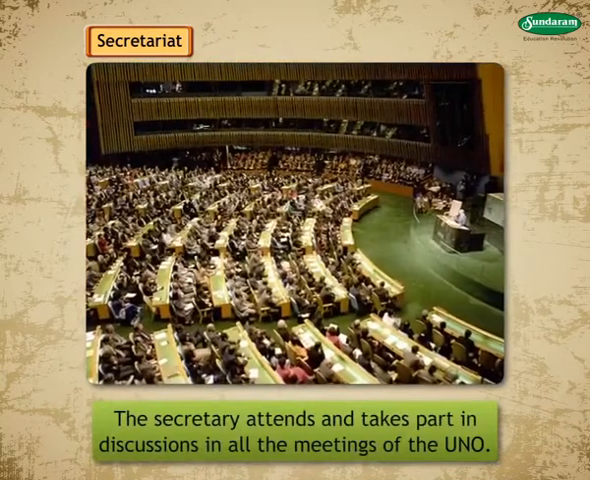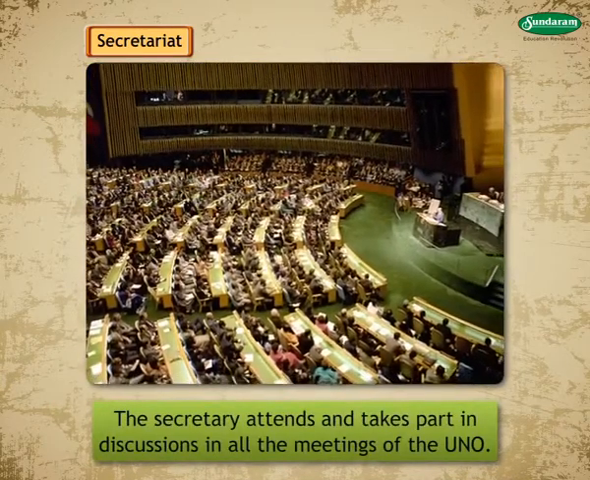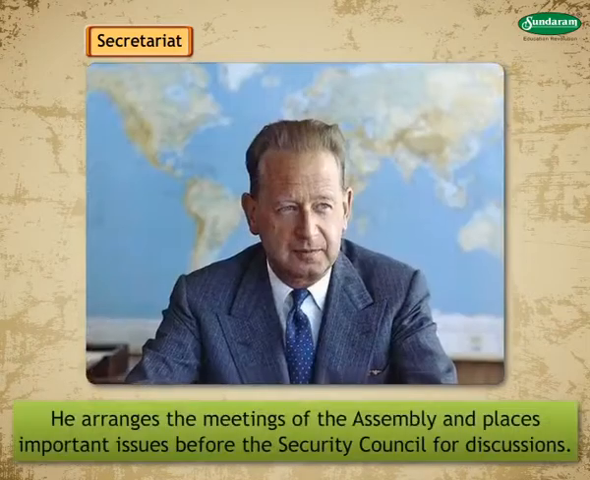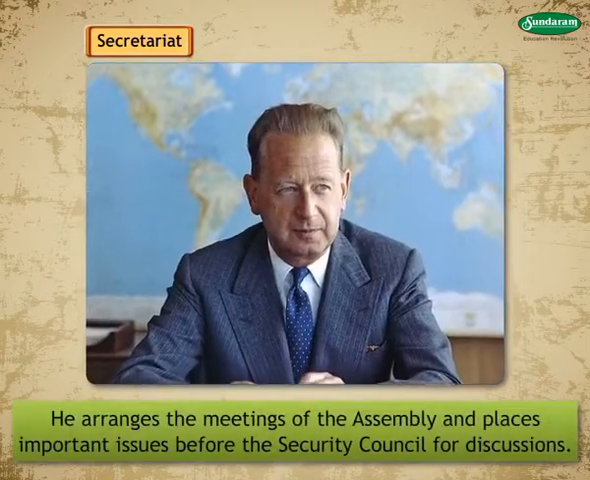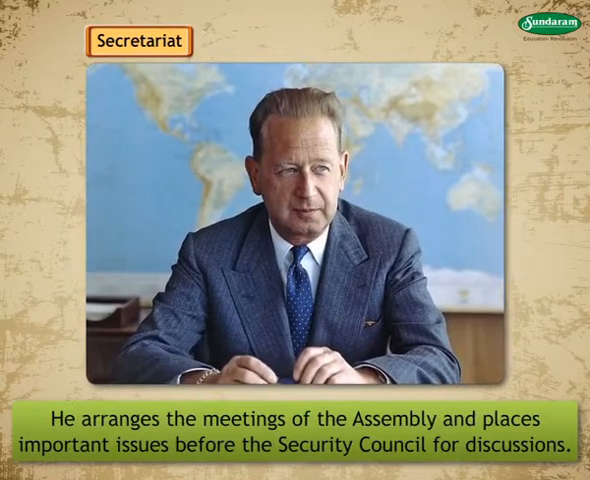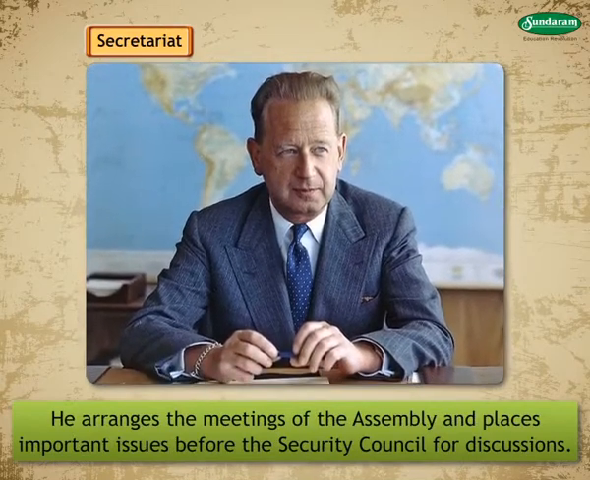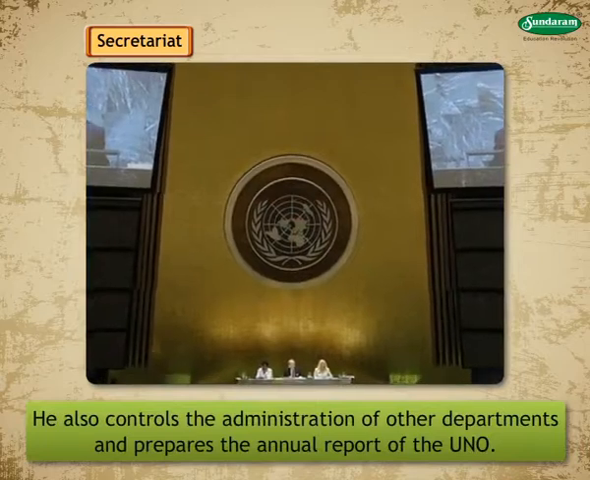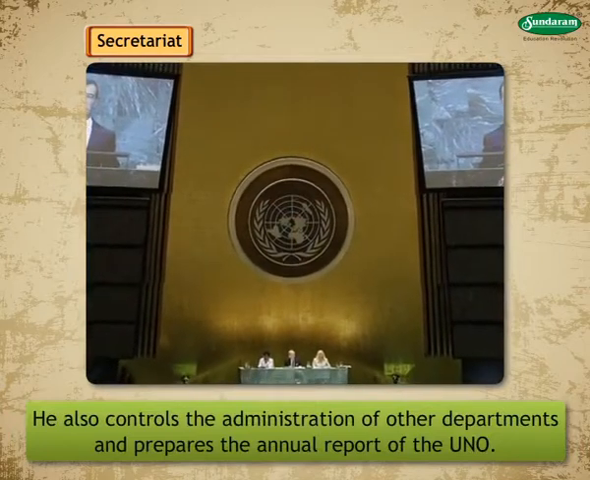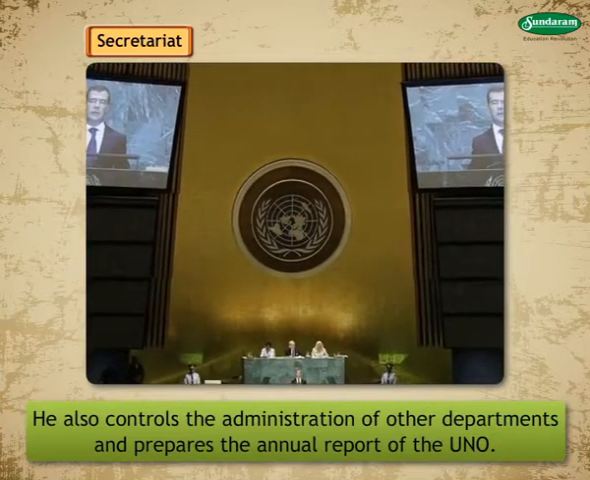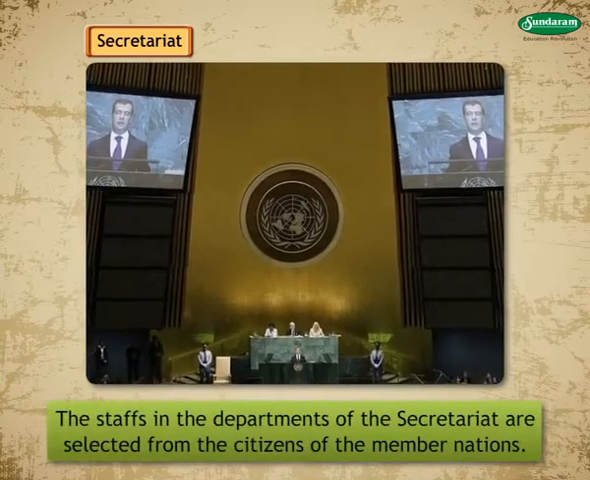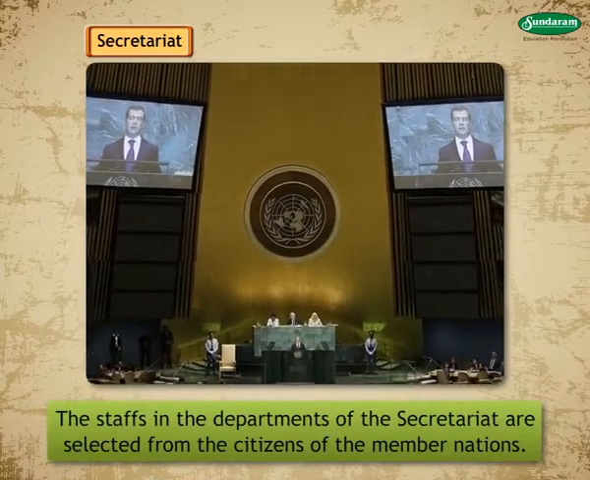The Secretary attends and takes part in discussions in all the meetings of the UNO. He arranges the meetings of the Assembly and places important issues before the Security Council for discussions. He also controls the administration of other departments and prepares the annual report of the UNO. The staffs in the departments of the Secretariat are selected from the citizens of the member nations.